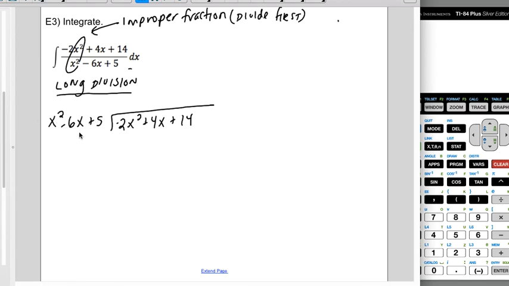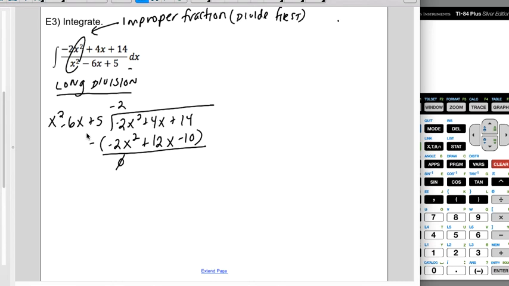All right, so to make x squared look like a negative 2x squared, I multiply by negative 2, right? So when I do that, I'm going to get a negative 2x squared plus a 12x minus a 10, and then subtract straight down. The negative 2x squared minus a negative 2x squared is gone, which is the whole point of the division, right?